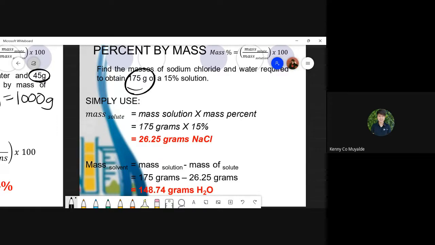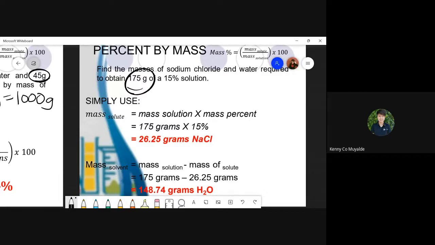Okay? Tapos, 15% daw siya na comprise ng sodium chloride. The rest is water. So how do we determine the mass of the solute and the mass of the solvent? So simple lang.